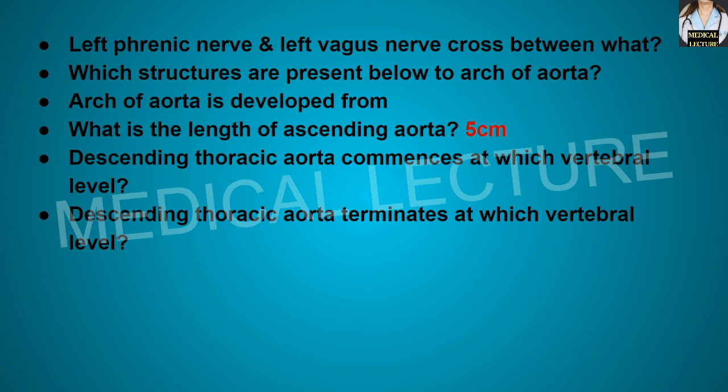Descending thoracic aorta commences at which vertebral level? So it commences at T4 vertebral level. Descending thoracic aorta terminates at which vertebral level? So it terminates at the T12 vertebral level. So it commences at T4 vertebral level and terminates at the T12 vertebral level.